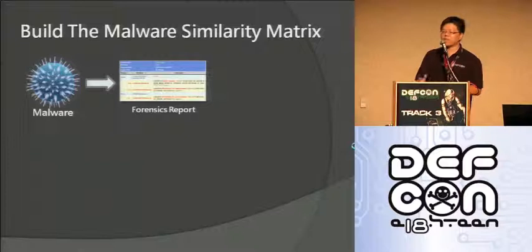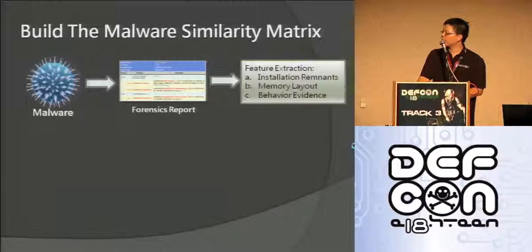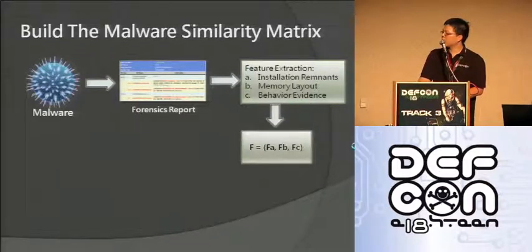Among the test sets that we have, there are more than 400 malware samples. We do forensic reports on all these malware samples, and then we try to extract the 3 significant features that we just mentioned: installation environments, memory layout, and suspicious malware behaviors. And then all these features will have a score.